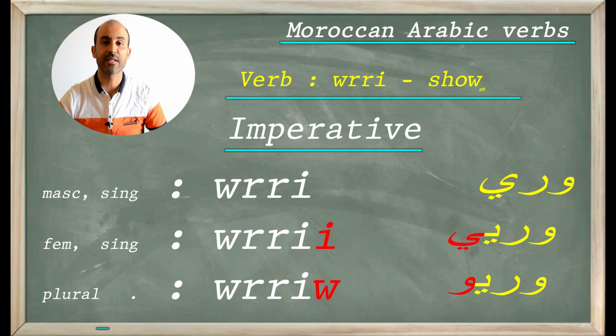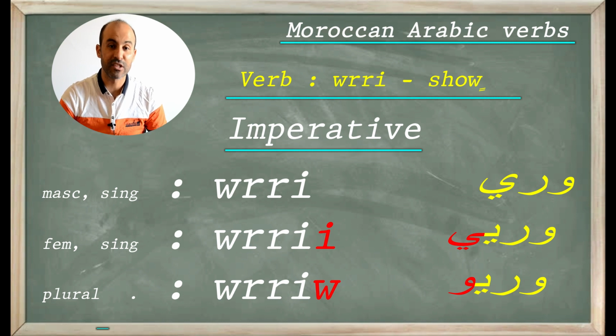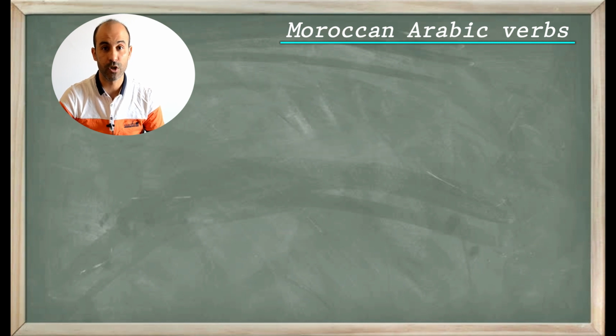So let's practice it. وري for masculine. For some people the rolling R is a little bit hard, but just keep practicing. You will come to it one day. وري. And the plural is وريو. Great.